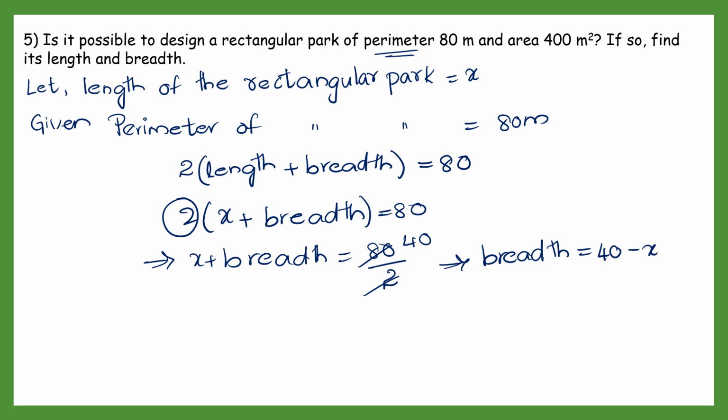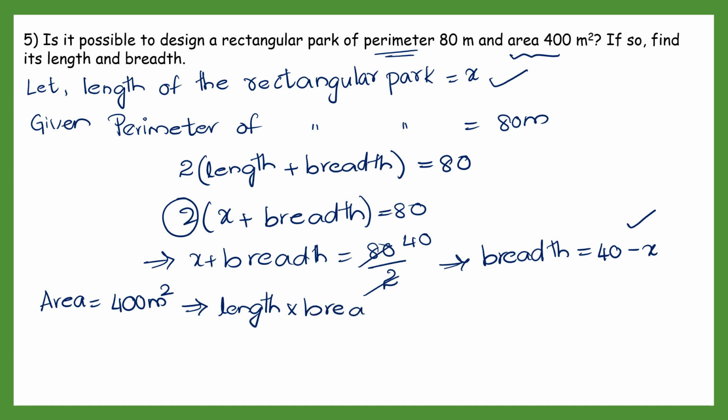Now in terms of variables, we got length and breadth. Now they have given other data. They have given area is equal to what? 400 meters square. We know that area is what? Length into breadth. Length into breadth is given as 400 meters square. So length is x. x into (40 minus x) is equal to 400.